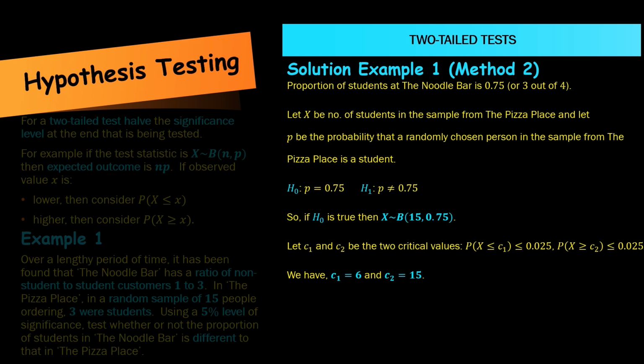So we have that C1 equals 6 and C2 equals 15. And the critical regions are the probability x less than or equal to 6 is less than or equal to 0.025, and the probability x greater than or equal to 15 is less than or equal to 0.025.